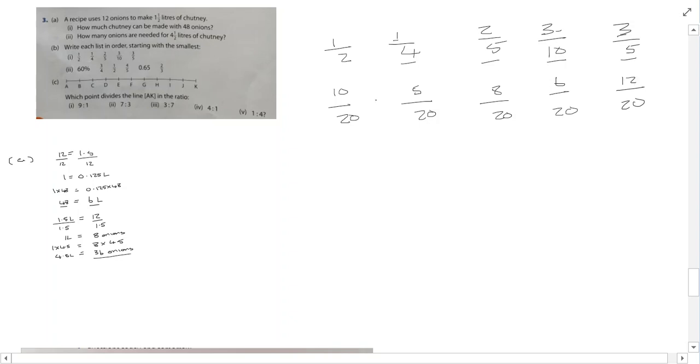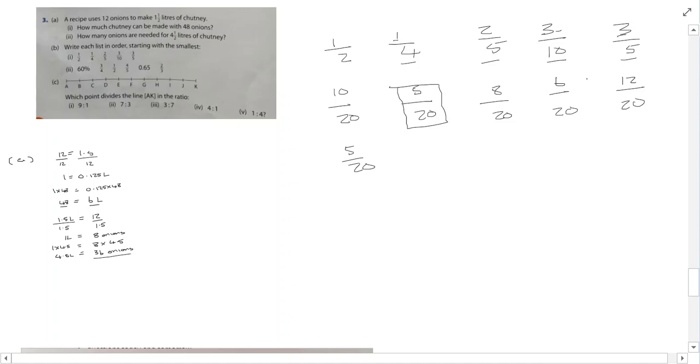So what does it ask us to do? Write each in order starting with the smallest. Because these have the same denominator, we can compare the numerators, the number at the top, and whichever one has the smallest number at the top is the smaller of the fractions. If we have a look here, we can see that 5/20 is the smallest. So we'd write this, it's 5/20. So we've taken that one.